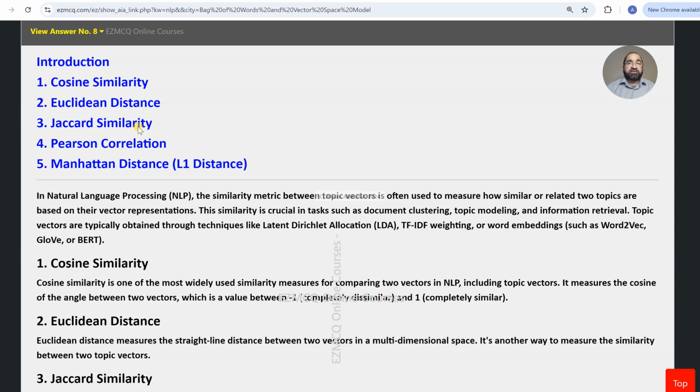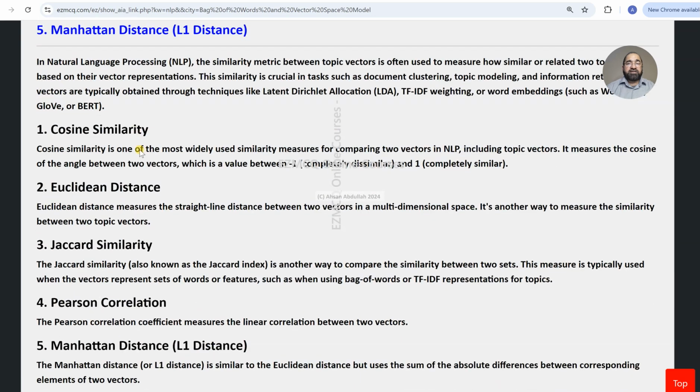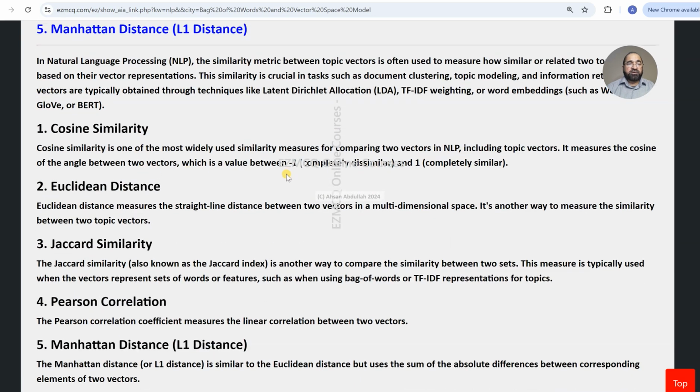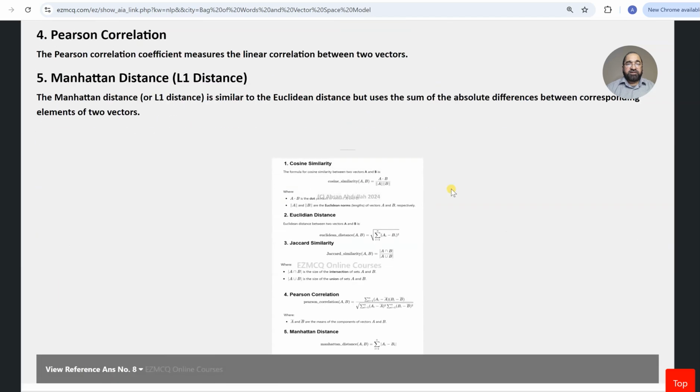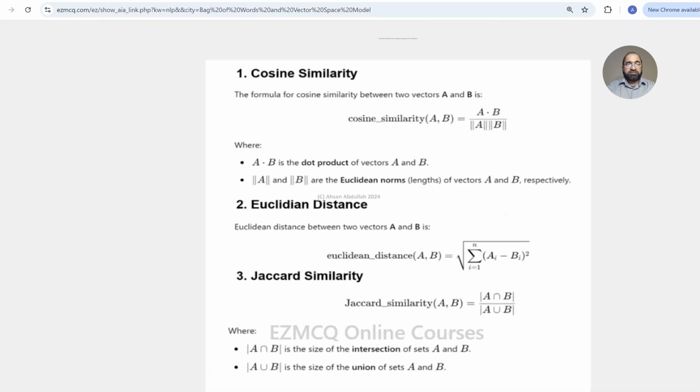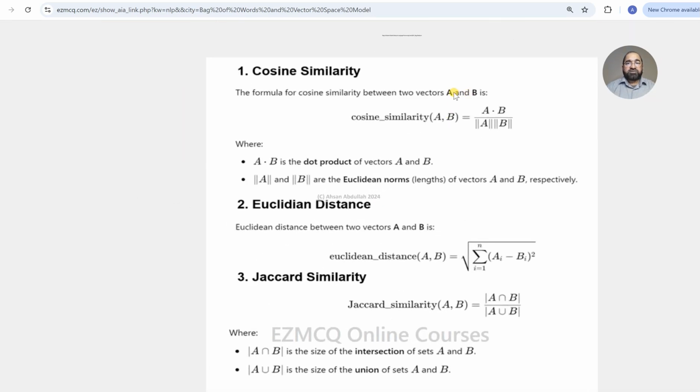Jaccard similarity, Pearson correlation is very powerful, and Manhattan distance based upon the streets and the blocks. So these are explained here. Let me briefly zoom this. Okay, so I have these vectors. So this is how the cosine similarity is calculated. This is the dot product, right?